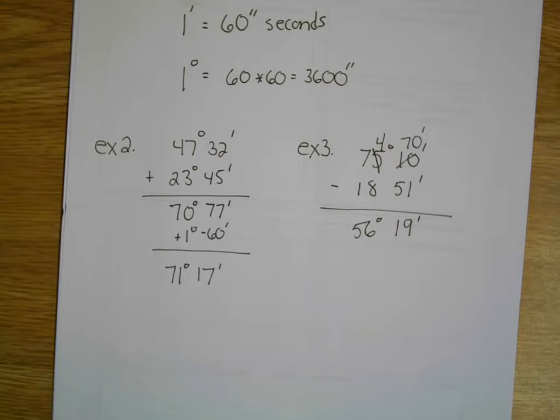So 47 degrees, 32 minutes, plus 23 degrees, 45 minutes. Did you guys find it yet? Did you find your scientific one? I think it's, yeah, it's like DRG. That's your mode you're in. Nope, that's not going to be it. I'll come and find it afterwards, though.